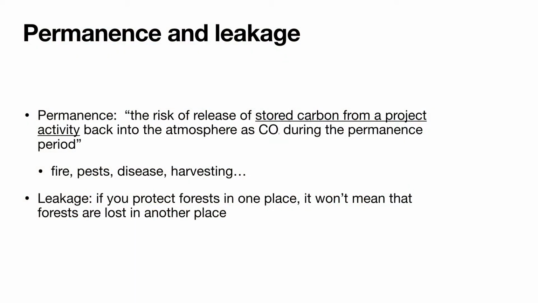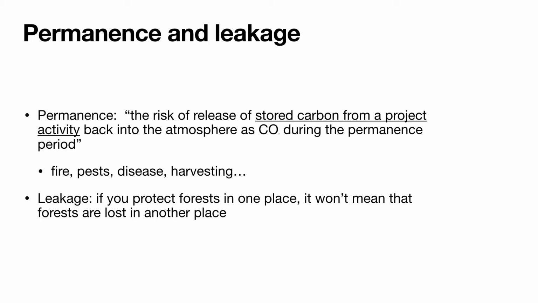This one looms very big to me right now because of some of the wildfires we've been seeing where I'm from. The risk of release of stored carbon from a project activity back into the atmosphere as CO2 during the permanence period. So that's the UN's definition of permanence. So what could make this stored carbon release from a forest? Like I just mentioned, unfortunately, wildfire, but also pests and disease, and also harvesting. So if a piece of land becomes more valuable for the land than the carbon credits, the community might have a reason to harvest that land. So that's one huge challenge.